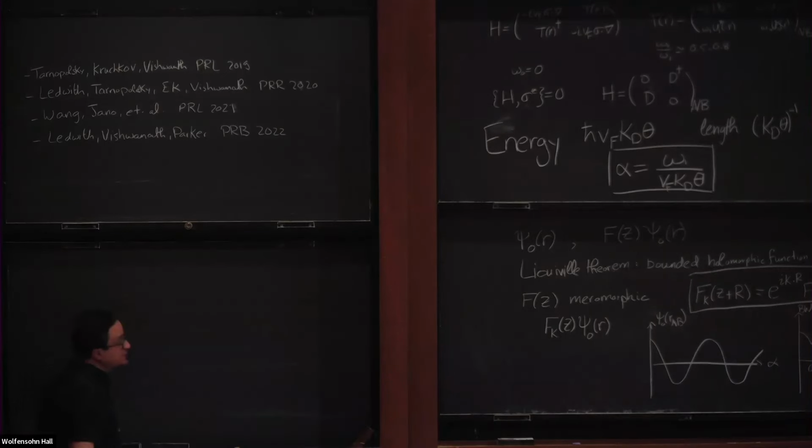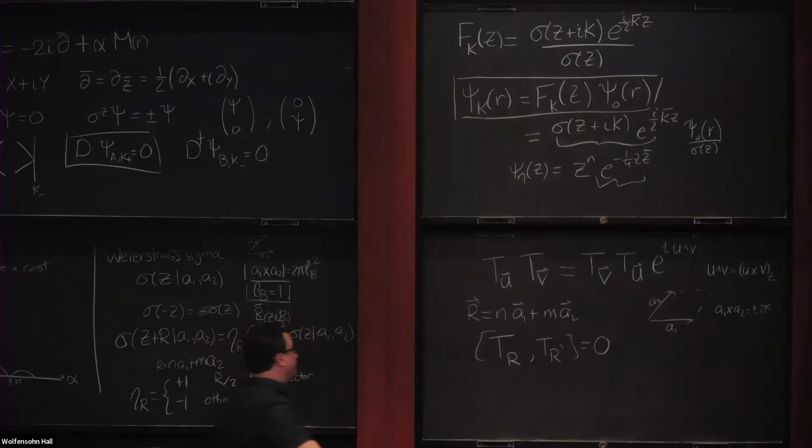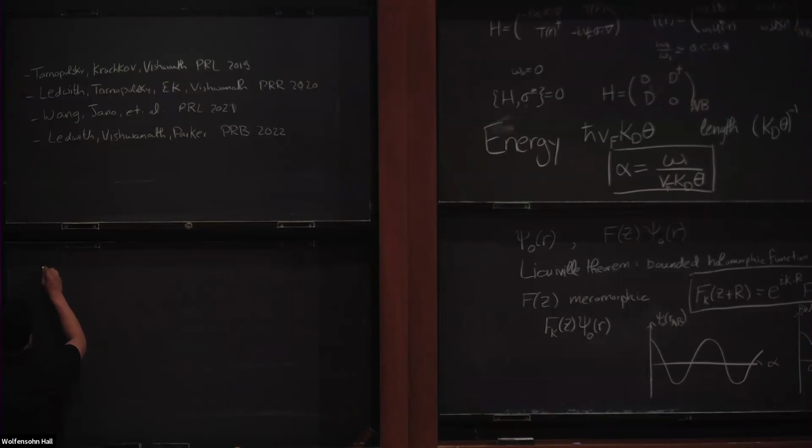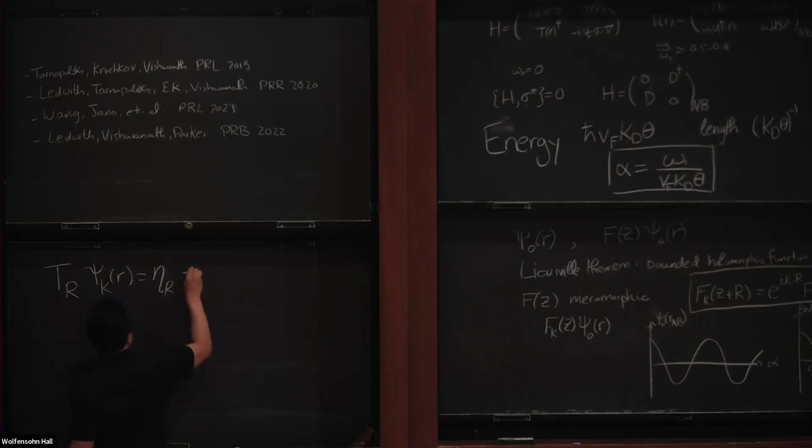So as a consequence, I can actually find a common set of eigenstates of all lattice magnetic translations, because they all commute with each other. And this set of eigenstates will look like basically Bloch states. So they will look like this, where it's customary to define them with this factor of eta of R for convenience.